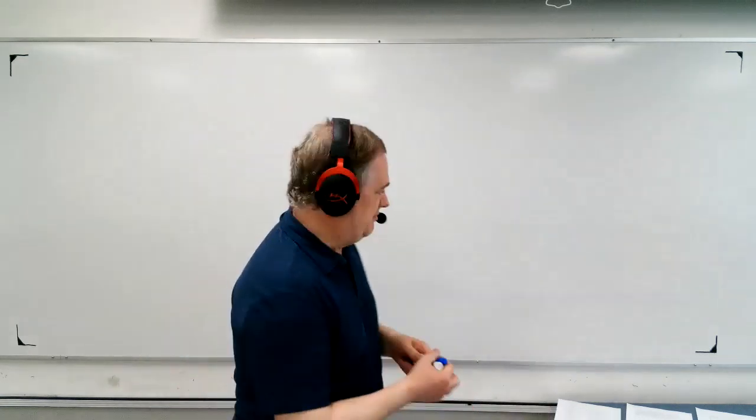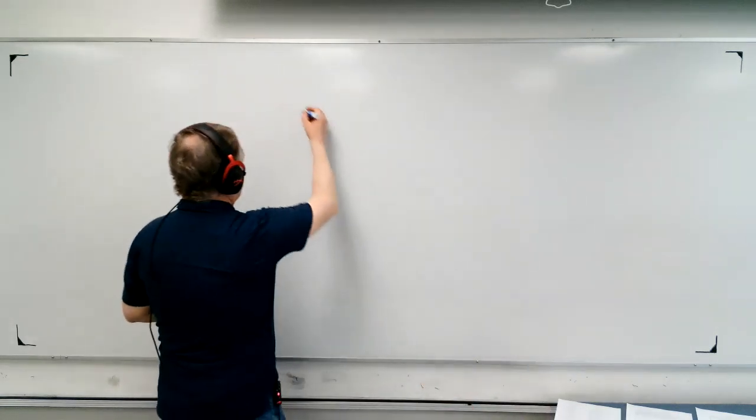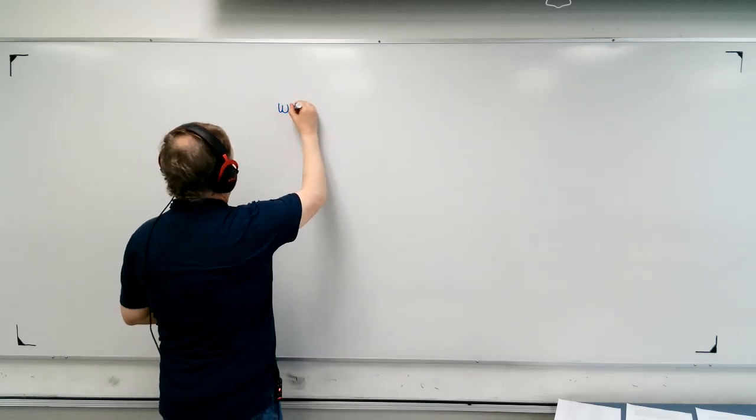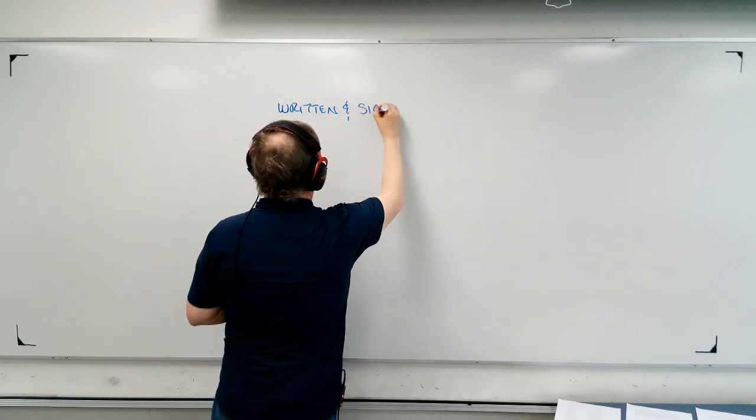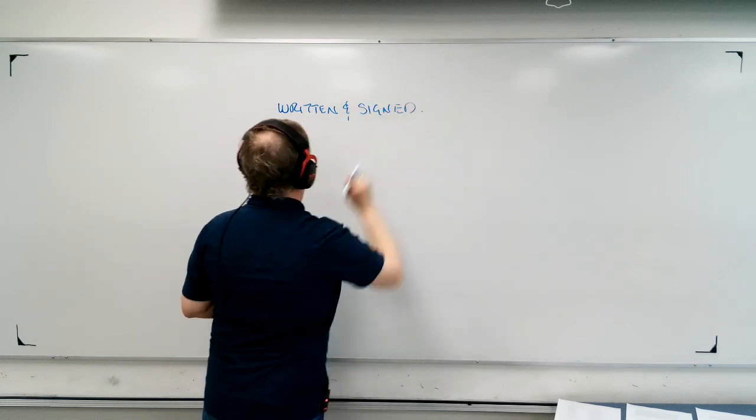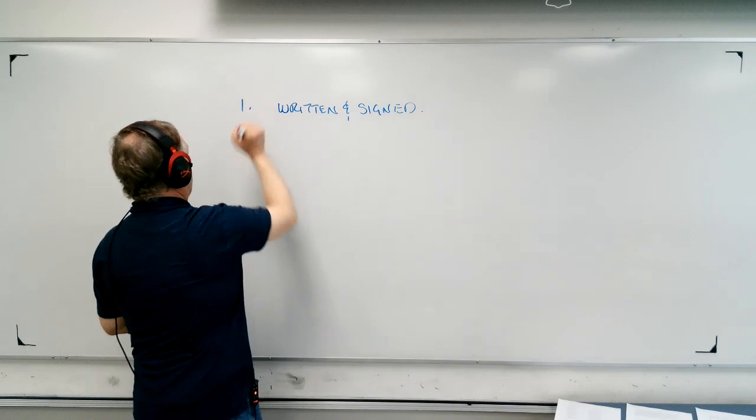Now, I want to talk about the contract. We're talking about the contract that is essentially made between the owner and his agent, which is really the architect, and the general contractor. Now, that contract contains three parts, really. And the three parts are the written and signed portion, okay, the written and signed part of the contract.